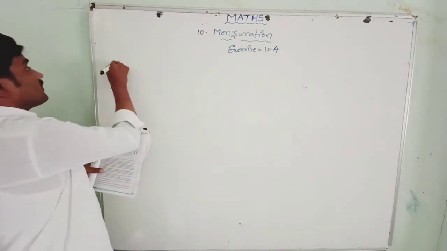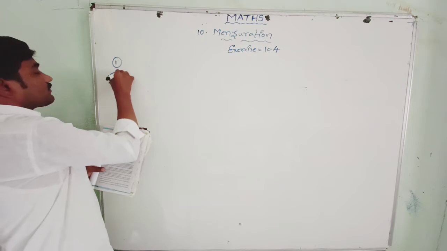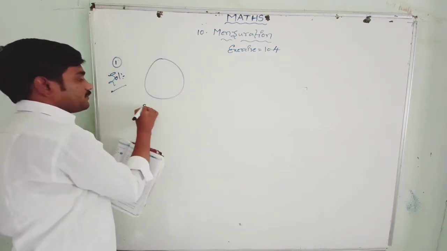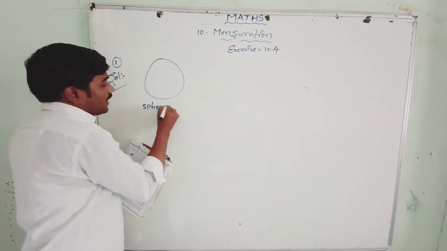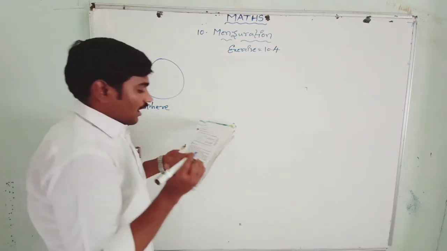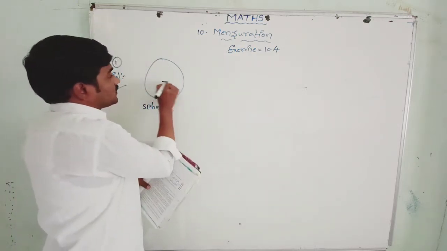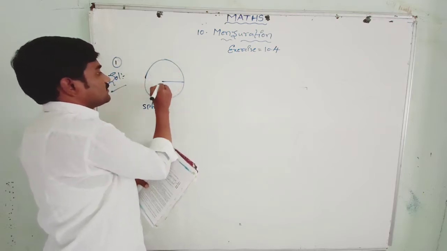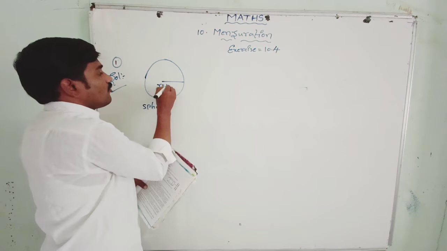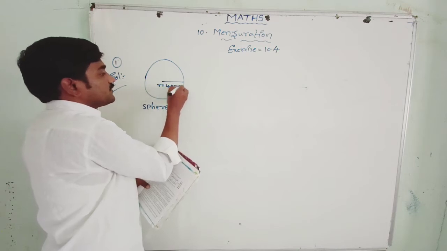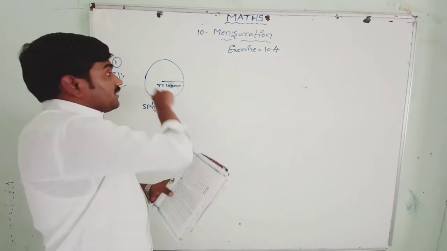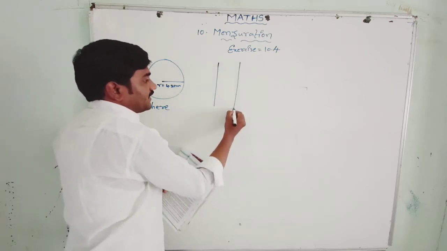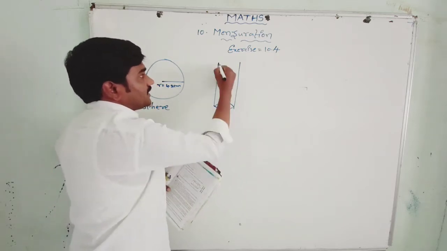That means, see the question. He has a metallical sphere of radius 4.2 centimeter. R equal to 4.2 centimeter. Then he melted this and recast it into a cylinder.